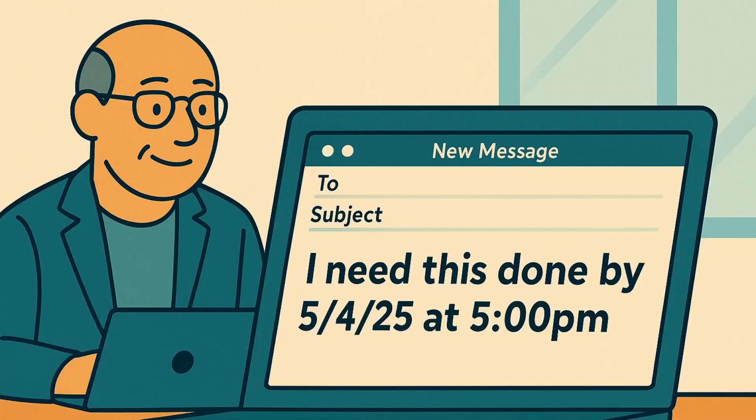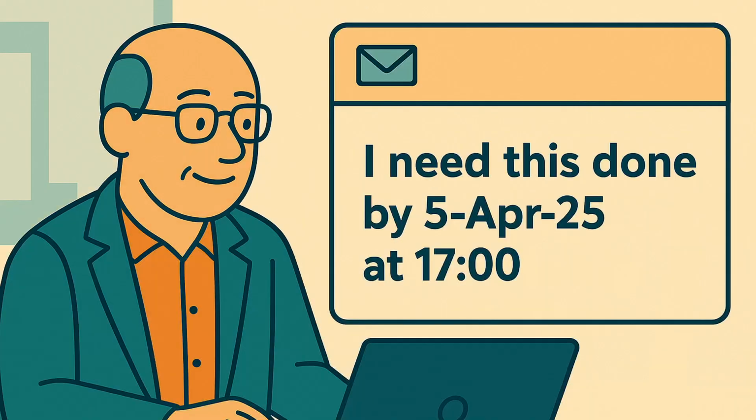Miscommunication happened. Maybe you should rather write it this way. And it is done by 5/4/25 at 5 p.m. Is that perfect? Almost. What about if your audience is international and doesn't use the American way of writing dates? Then you should write maybe better 5 April 25 at 5 p.m.